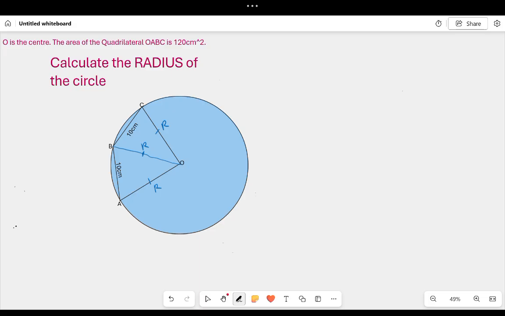Now, if I draw a perpendicular line all the way up that way, let me show it in red. If we do a perpendicular line from O to this point, now it's going to split the isosceles triangle into two. Therefore, this here is 5 and this one is 5.